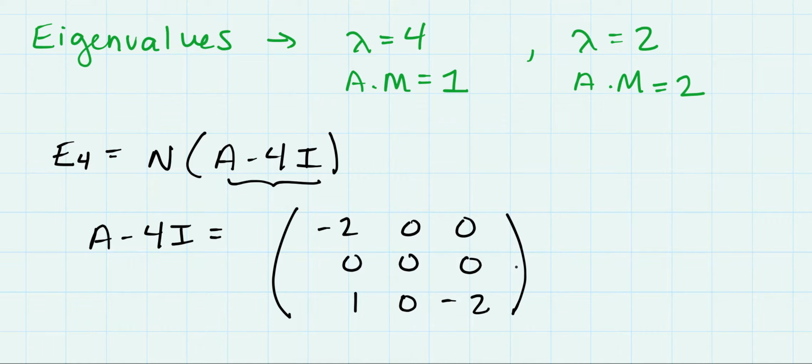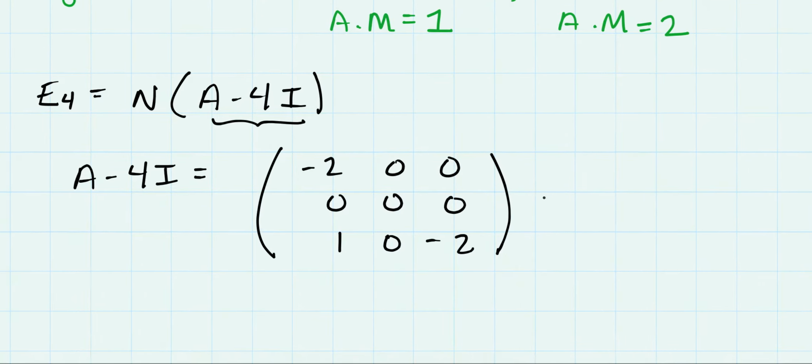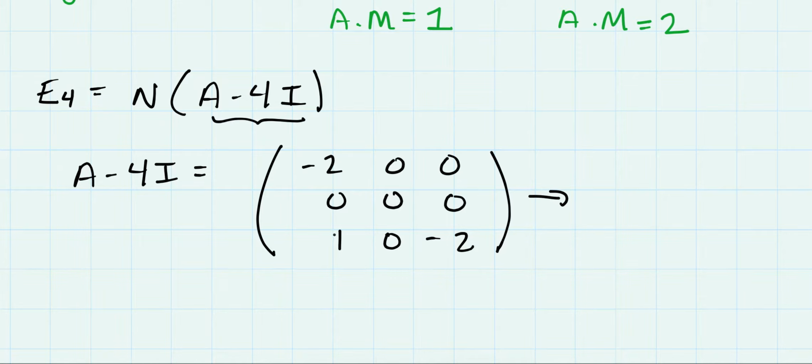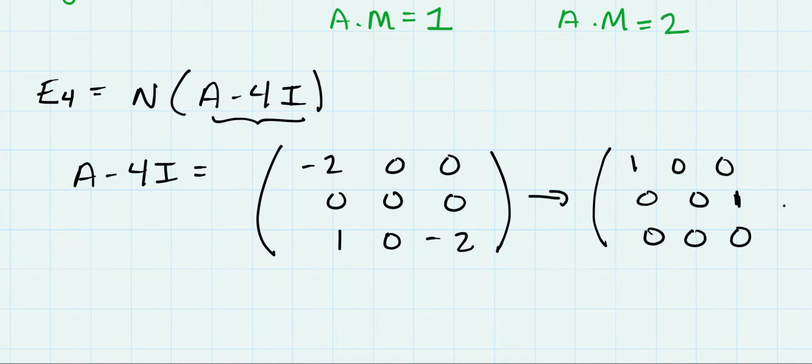Now I'm going to put this in reduced row echelon form. All I need to do is divide this by negative 2. I can move this row of zeros to the bottom and subtract this row from this one. I get 0, 0, negative 2, but I can divide that by negative 2 and I get 1.